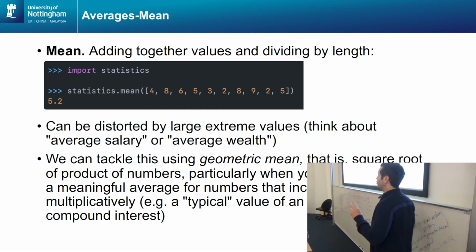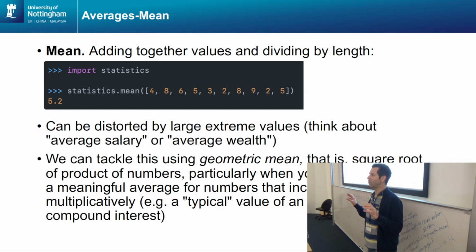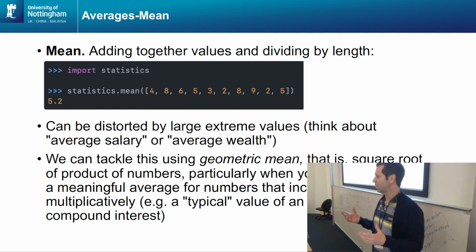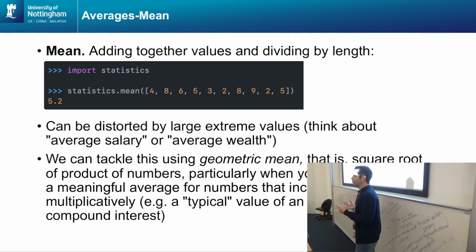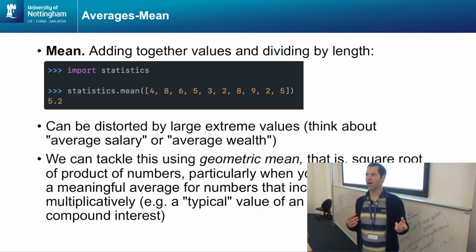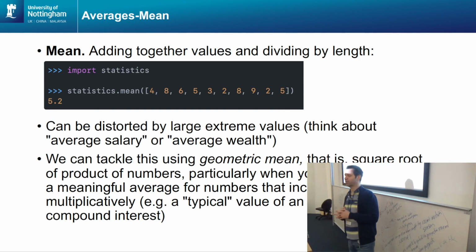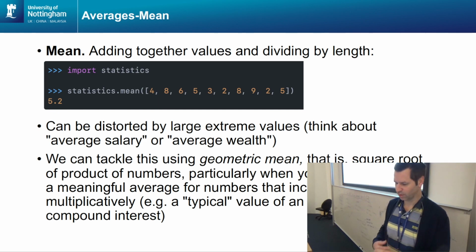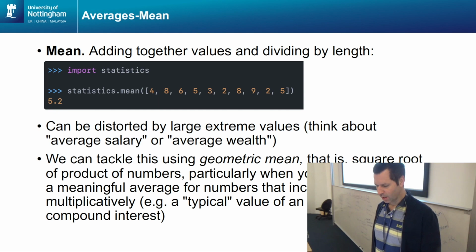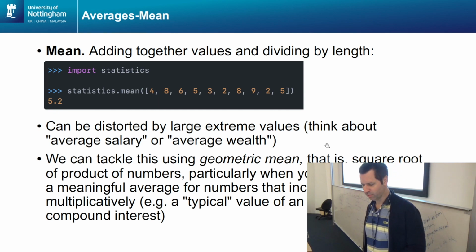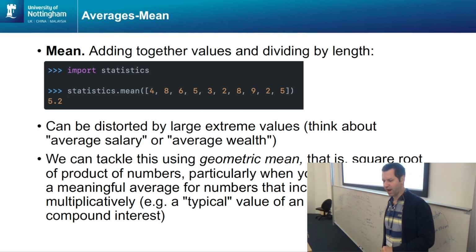There is one drawback with averages in that sometimes the average can get thrown off by an extreme or outlier value. So if a group of students, let's say, earns 10 pounds an hour, but there's one special student that earns £1 million an hour, then the average will get thrown off. It will no longer be a very good representation of the sample or the students. One way to alleviate that is to use something called the geometric mean, the square root of the product of numbers, when you're trying to find a meaningful average.